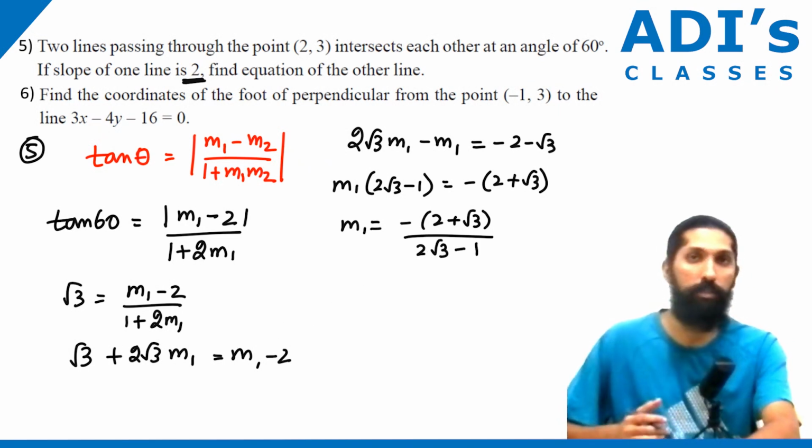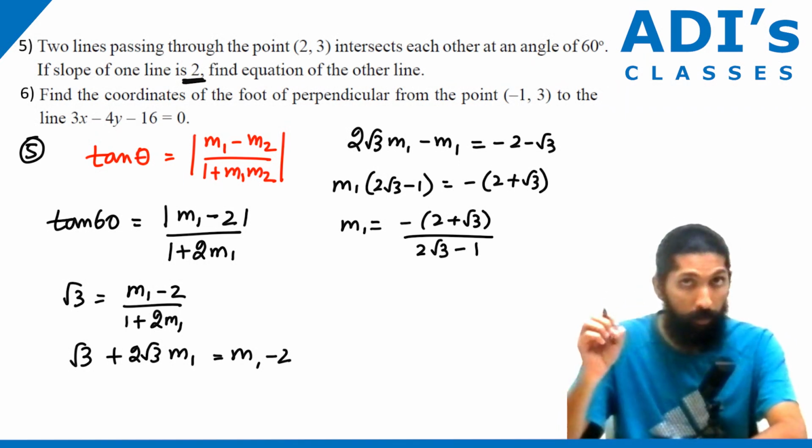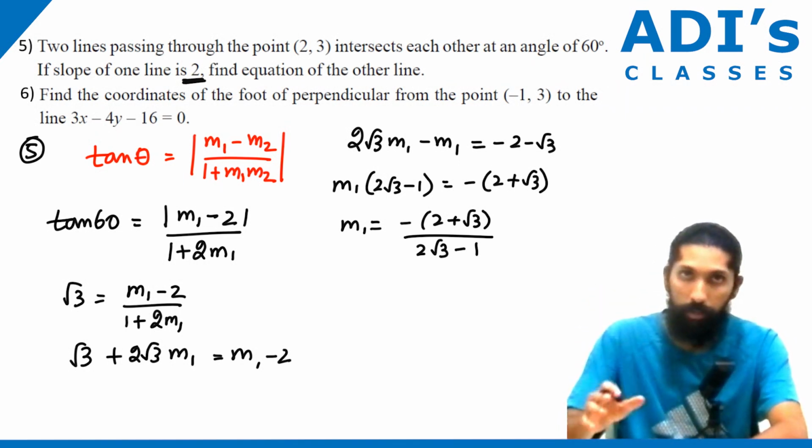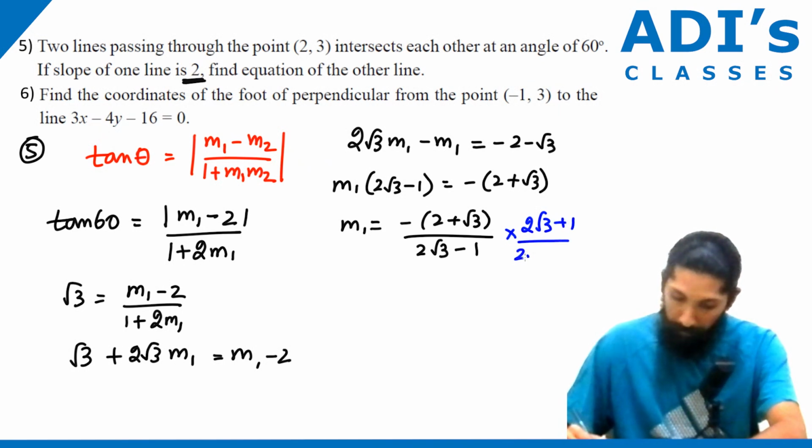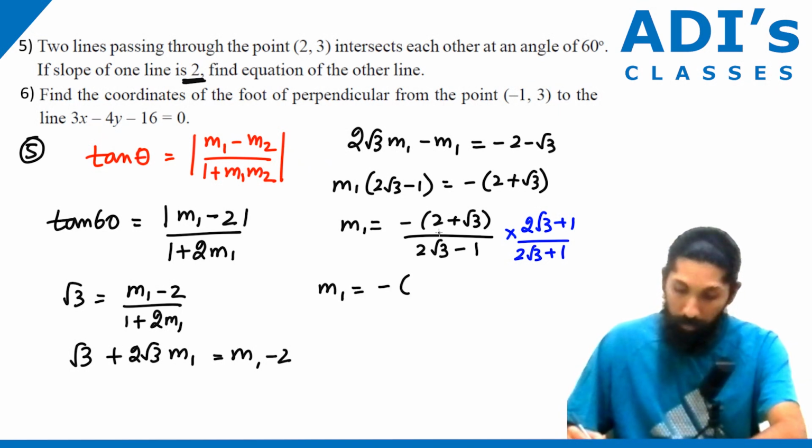Now the next thing you guys have to do is rationalize the denominator. That is a very important step here. Okay. Now when we rationalize, what do we do? We multiply and divide by 2 root 3 plus 1. Correct? So m1 becomes minus of (2 plus root 3) into (2 root 3 plus 1), isn't it?